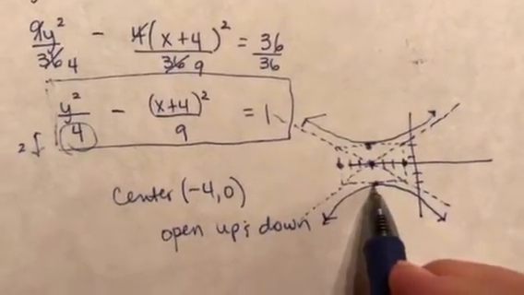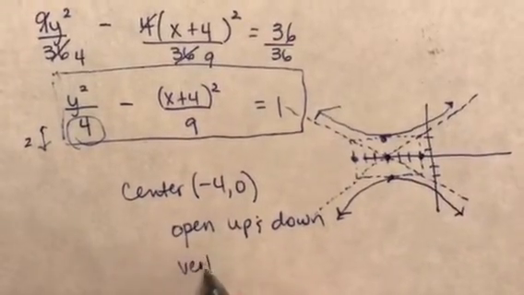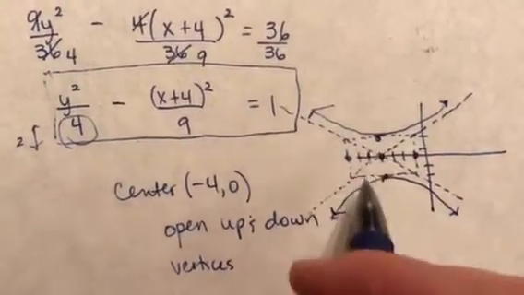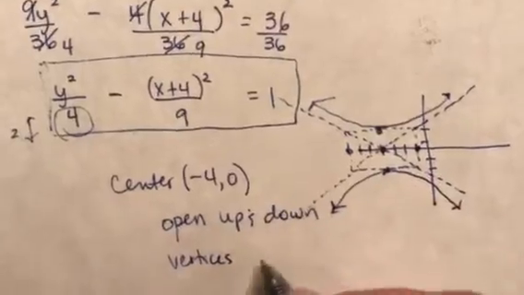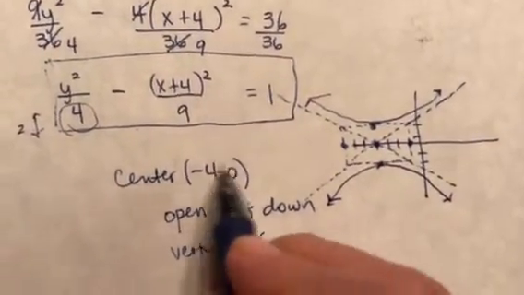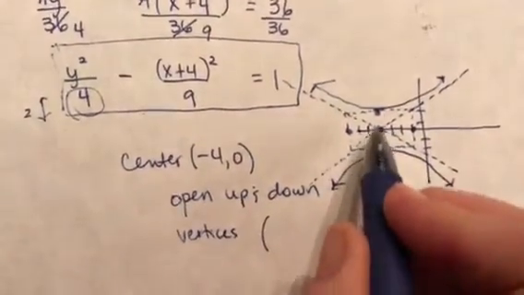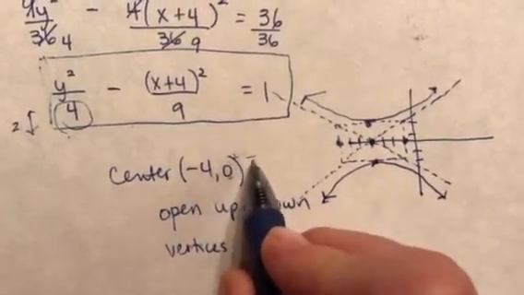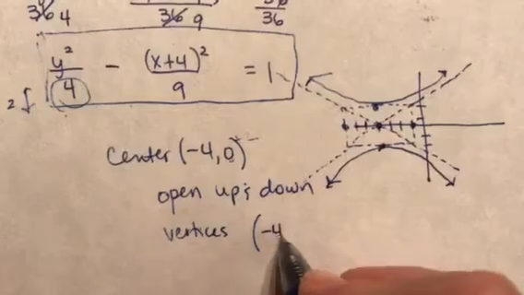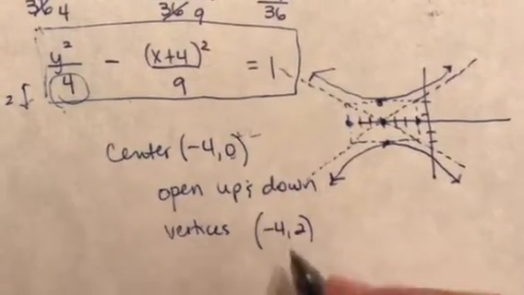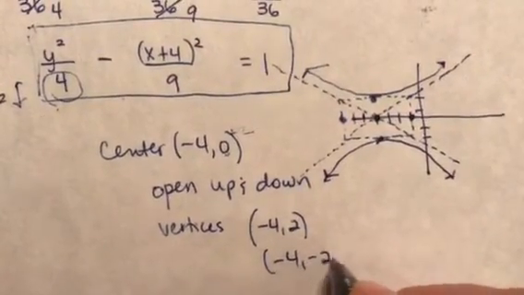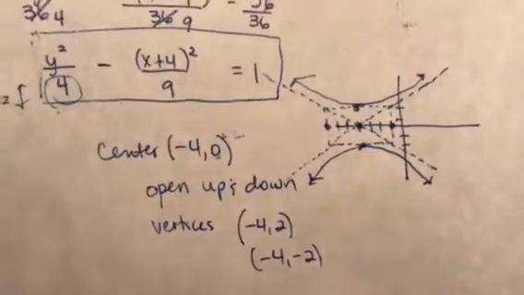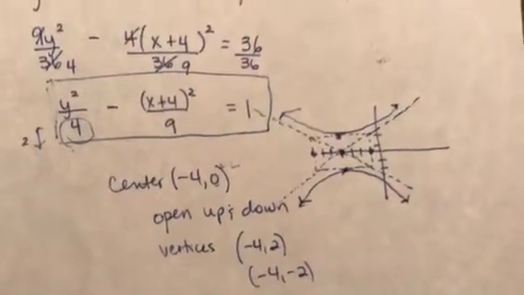So if I ask you for your vertices, you can either look at the graph and just count to see what point that is. I always like to look at my center, and I knew it went up and down 2, which affects my y value. So one time I'm going to add 2 to this, so it's going to be negative 4, 2. And the other time I would subtract 2. So those would be my vertices right there. So that should be it, okay?